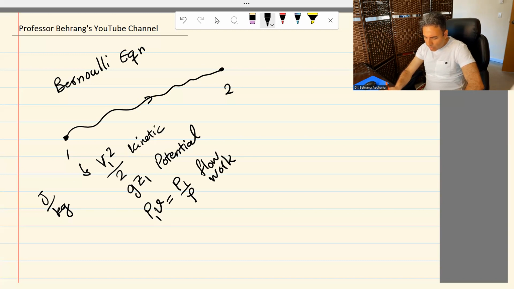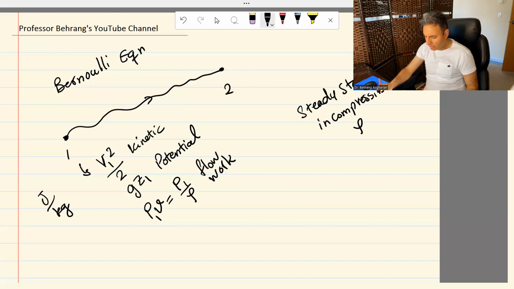So this is called flow work. Now, what the Bernoulli equation looks at is a single streamline in a steady state flow. There are some conditions that you need to know. The flow has to be steady state, that's the first condition. Second condition, for this version of the Bernoulli equation, the flow has to be incompressible, which means that density has to be a constant value.